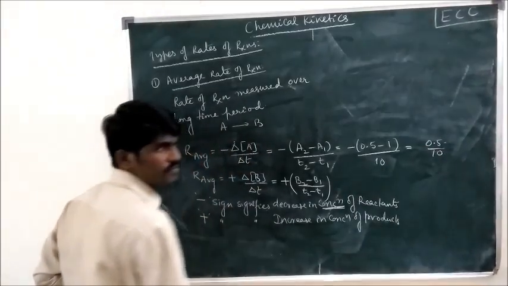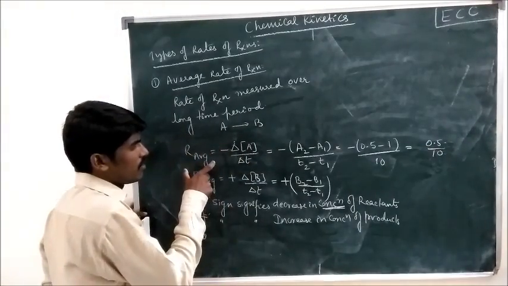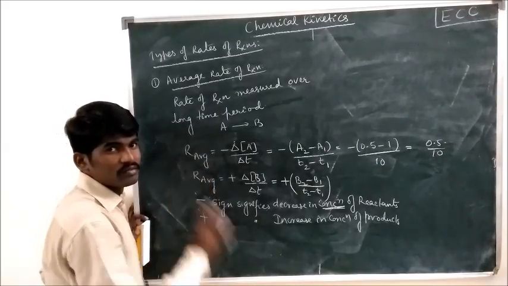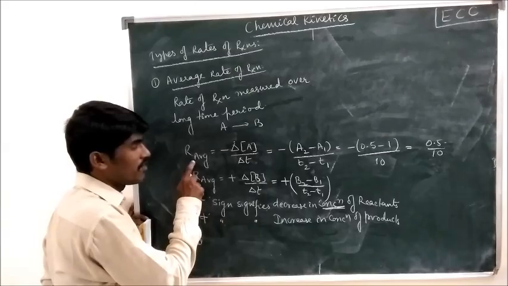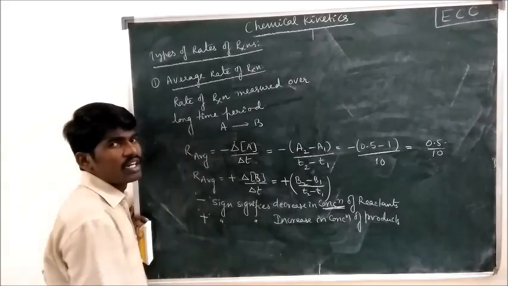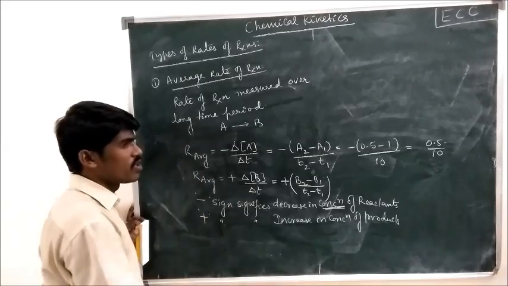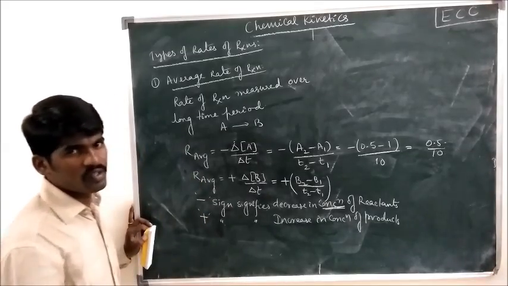0.5 by 10. What does it mean? Rate of reaction is always positive. It will never be negative. We will never take average rate of reaction or any type of rate of reaction as negative. The rate of reaction will always be taken as positive.